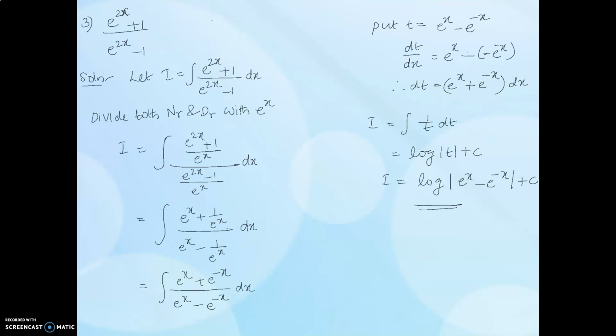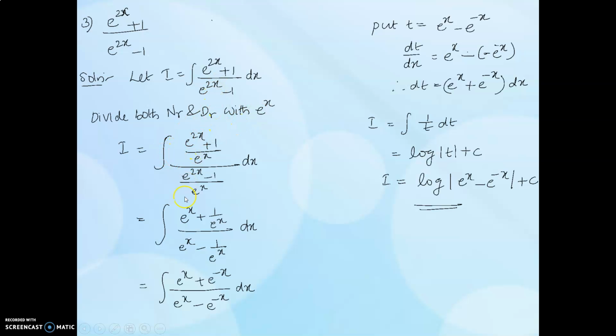Next question, e raised to 2x plus 1 upon e raised to 2x minus 1. So let I is equal to integral e raised to 2x plus 1 upon e raised to 2x minus 1 dx. Divide both numerator and denominator by e raised to x. So you have to remember this step. To get e raised to x plus e raised to minus x format, we are dividing both the numerator and denominator with e raised to x.